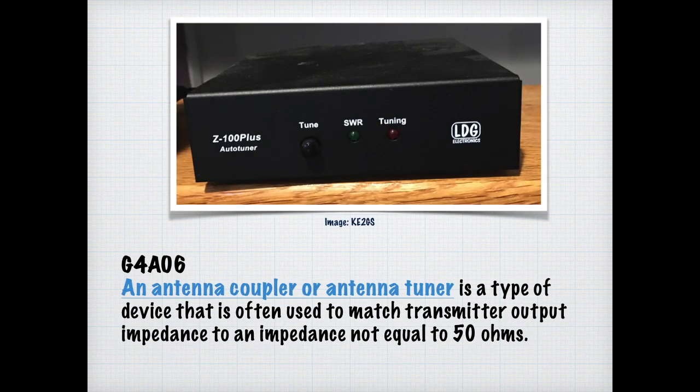In my mind, one of the greatest inventions ever conceived for amateur radio is the auto tuner. For the exam, you need to know that an auto tuner or an antenna coupler is a type of device that is often used to match transmitter output impedance with the impedance not equal to 50 ohms.